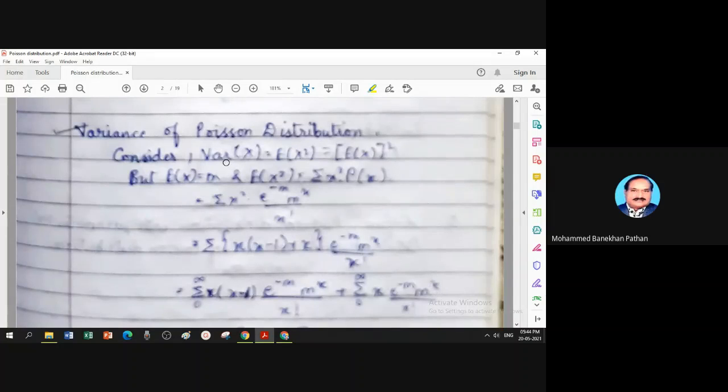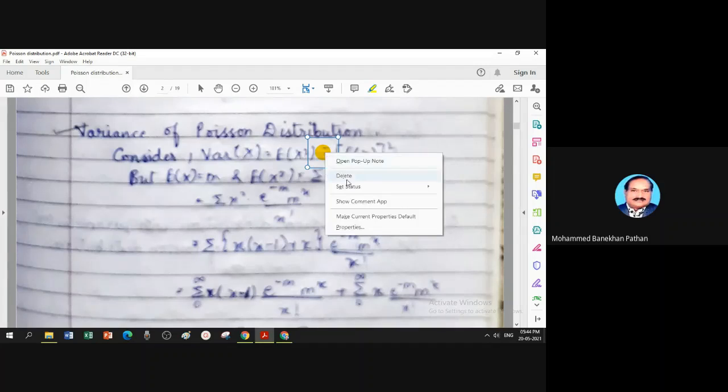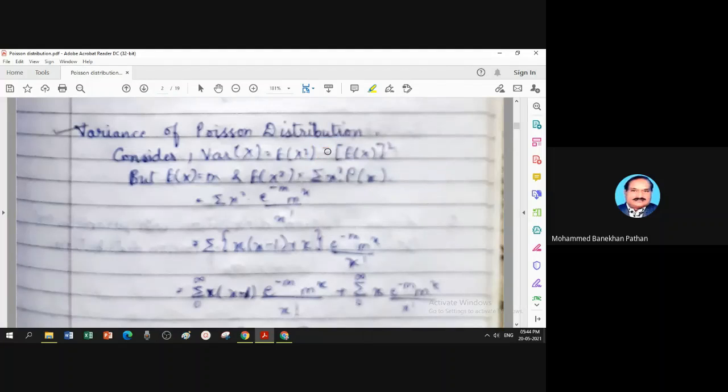I begin with the formula of variance. Variance of x equal to expected value of x square minus square of expectation. This is minus, not equal. I repeat, variance of x equals expected value of x square minus, this is minus sign, E of x whole square.